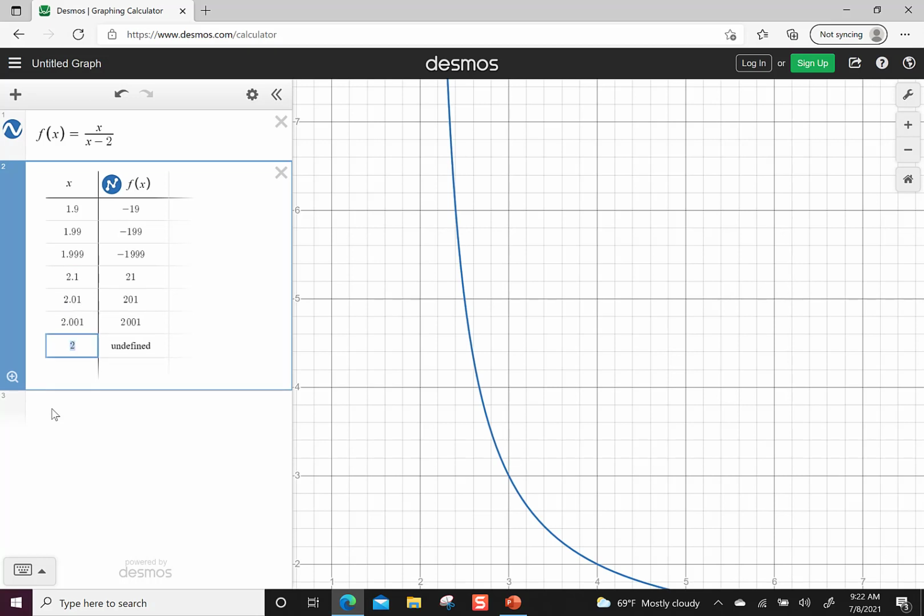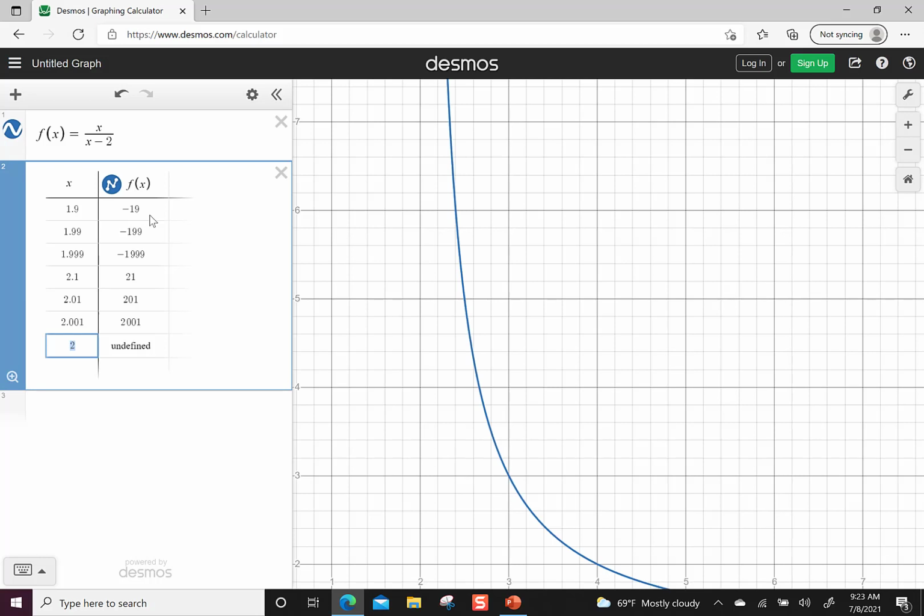2 happened to be on the list already, and it says undefined. Now let's look. At 1.9 I got -19. At 1.99 I got -199. At 1.999 I got -1,999. So as we got closer to 2, I don't have the same value.